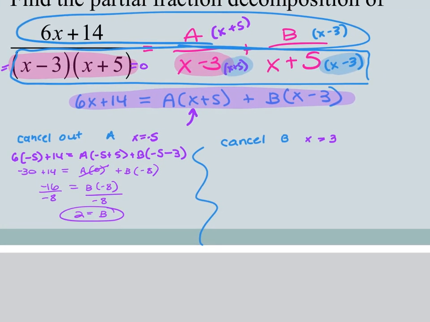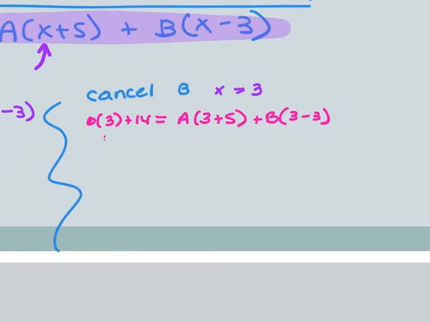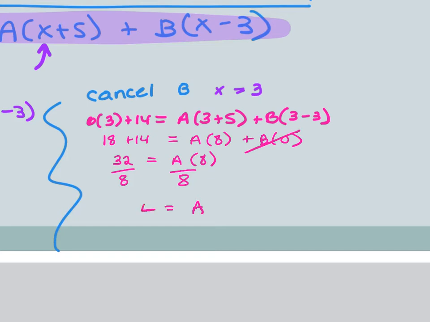Now I repeat that process to cancel out b. So I'm going to take that whole big 6x plus 14, that whole thing, and I'm going to plug in 3 to the x. 6 times 3 plus 14 equals a times 3 plus 5 plus b times 3 minus 3. So 18 plus 14 equals a times 8 plus b times 0. 32 equals a times 8. And this is gone. Divide both sides by 8. And a is 4.